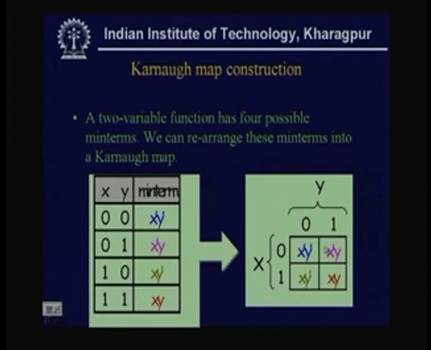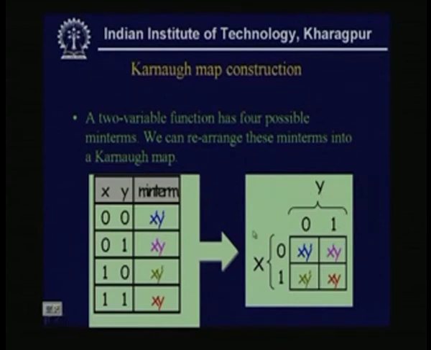If it is x equal to 0, y equal to 1, that means 0 1 means x bar y. So this becomes x bar y. Similarly, if x equal to 1, y equal to 0, then this becomes the x y bar minterm. So this is x y bar. Now, if x equal to 1, y equal to 1, that means 1 1, this becomes x y.